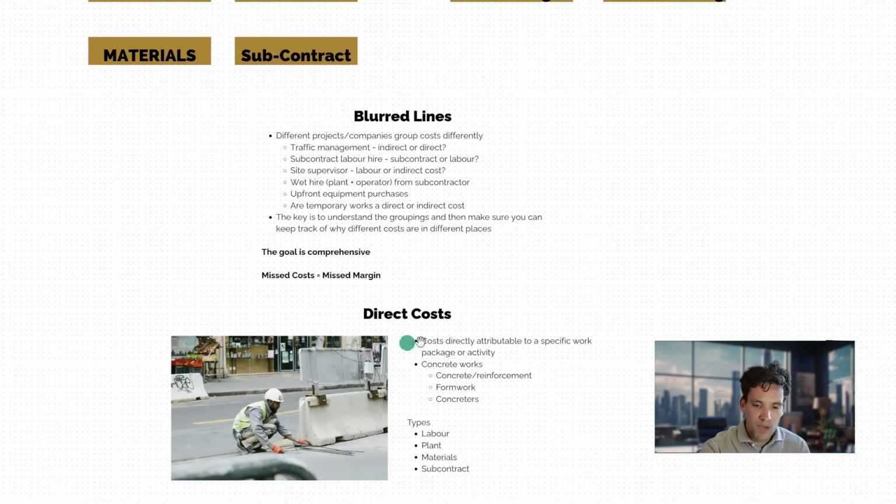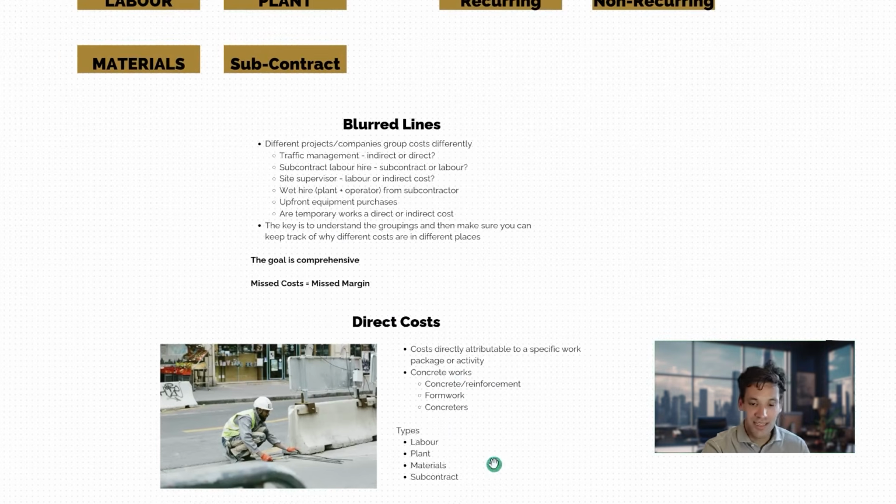Okay, so the first bucket we're going to look at is our direct costs. Direct costs are the cost of physically completing the construction work. For example, if we're doing concreting, it's the cost of the concrete and steel reinforcement, the formwork labor, purchasing the formwork materials. Direct costs we can break down into labor, plant, materials, and subcontract costs. I like to think of direct costs as costs that directly contribute to the finished product the client is receiving.